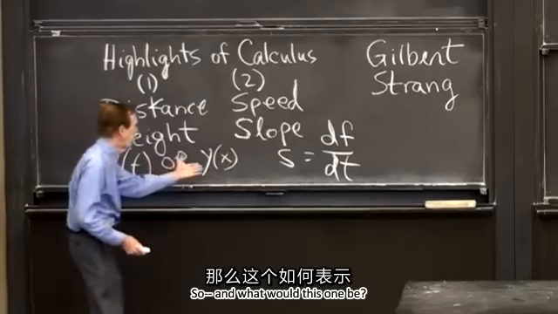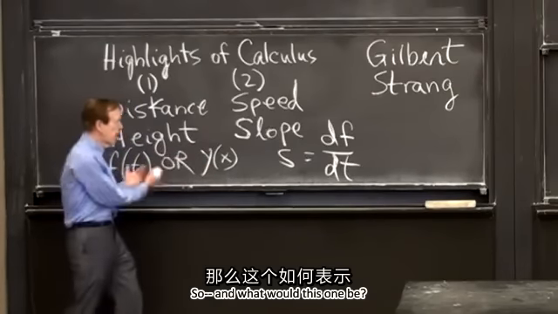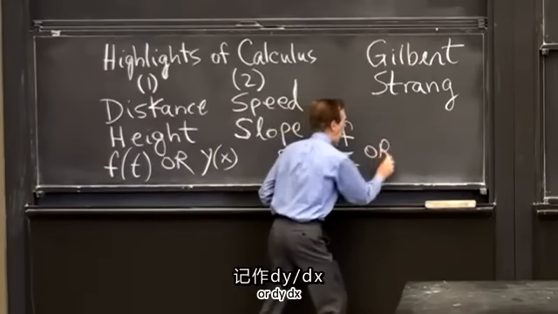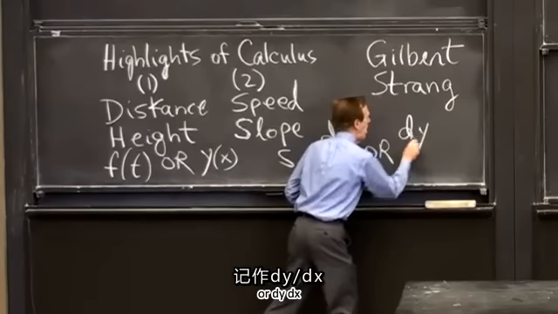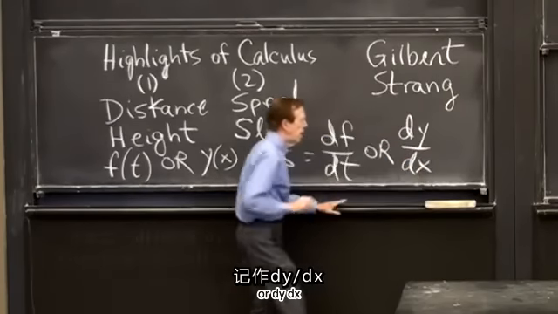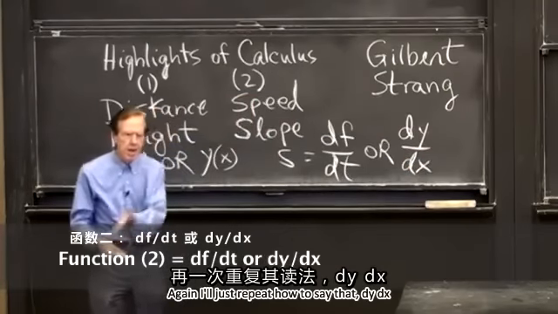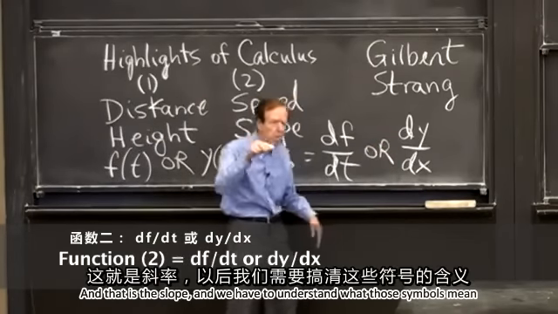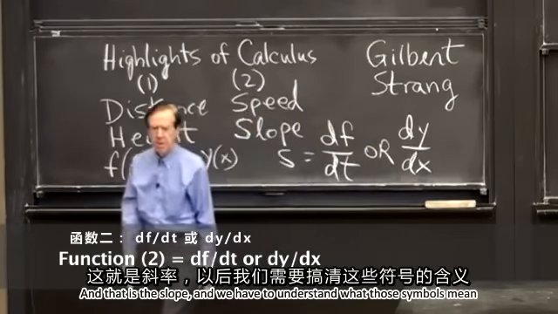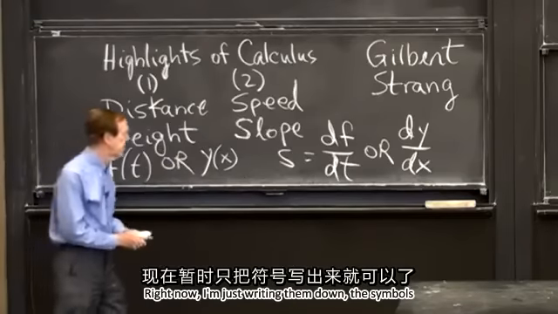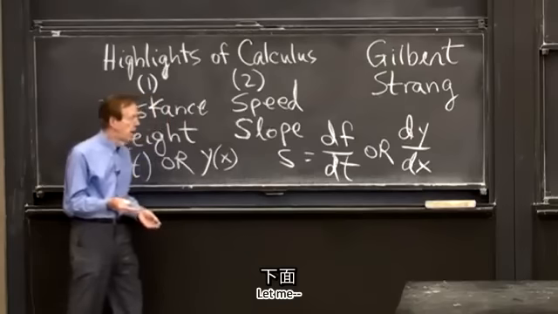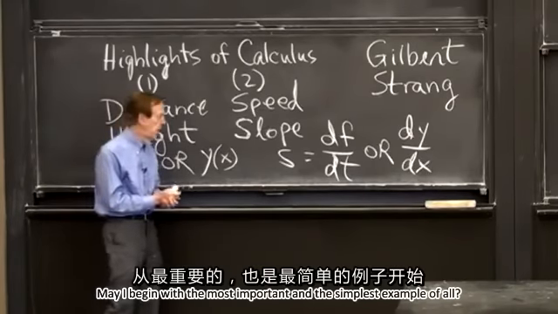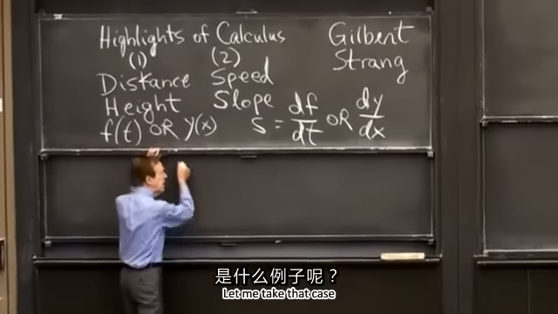So, and what would this one be? Well, corresponding to this, it looks the same. Or dy dx. Again, I'll just repeat how to say that. Dy dx. And that is the slope, and we have to understand what those symbols mean. Right now I'm just writing them down as symbols. May I begin with the most important and the simplest example of all? Let me take that case.